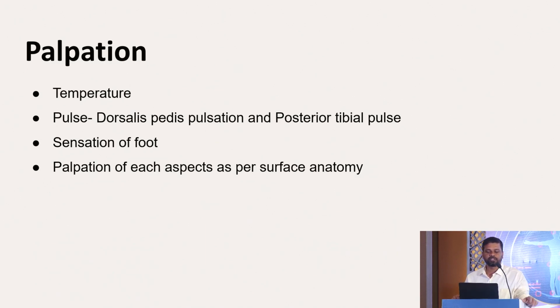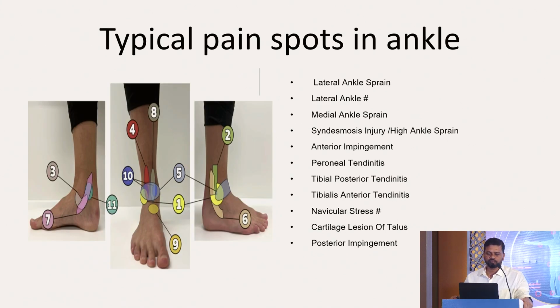Palpation, usually we see the temperature, then pulsation, as I said in my previous slide, the dorsalis pedis pulsation and posterior tibial pulsation, whether it is feeble or normal. Then sensation of the foot, palpation of each aspect as per the surface anatomy. These are basically the typical pain spots in the ankle where we can get a fair idea about which part is painful. So what are the possibilities of the different types of DDs.